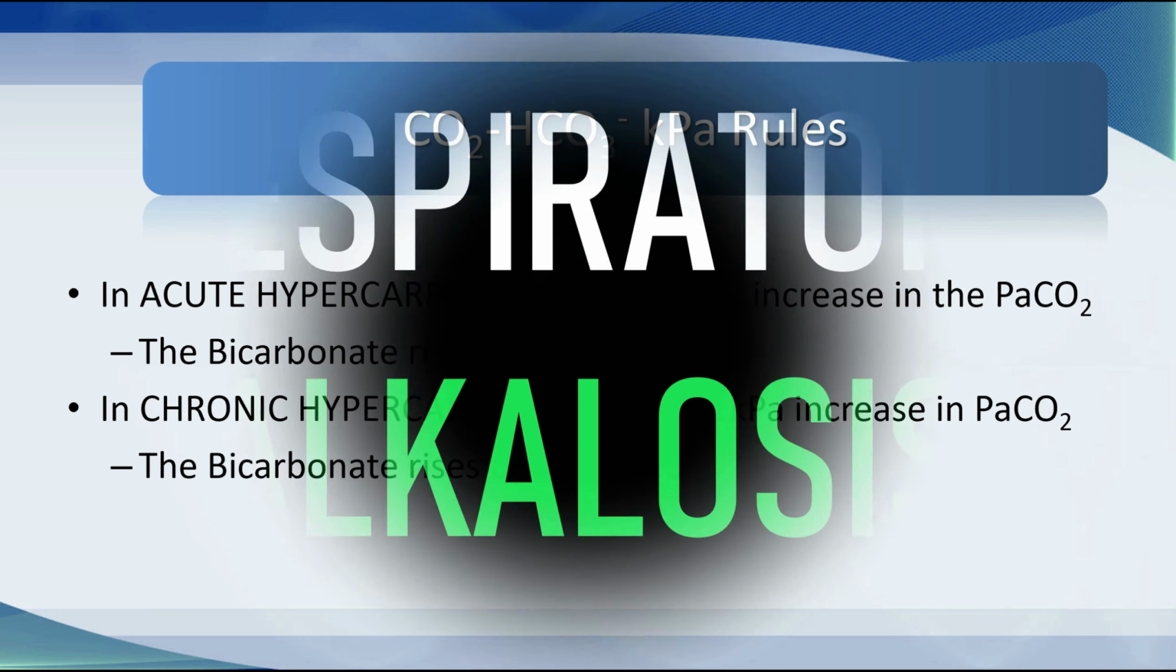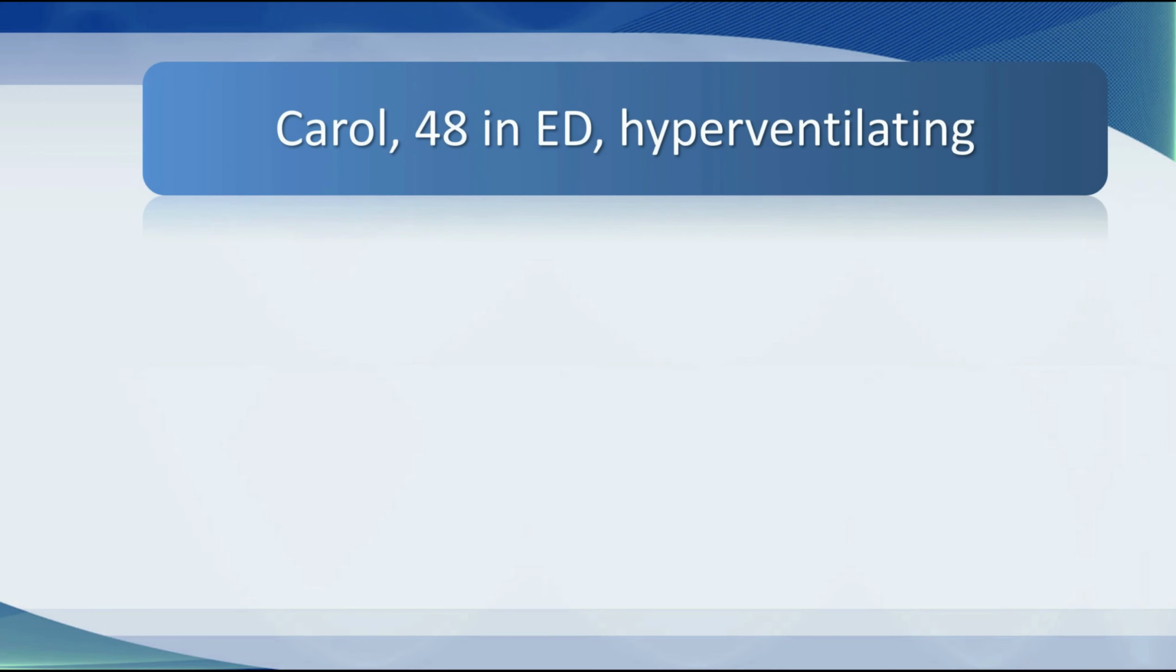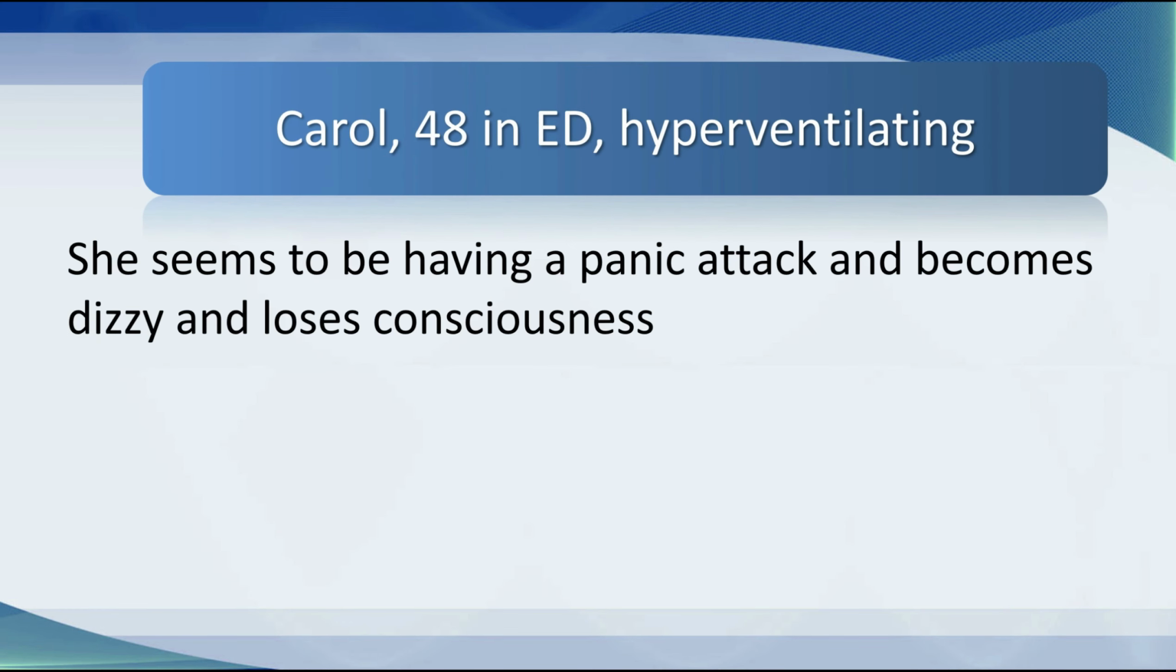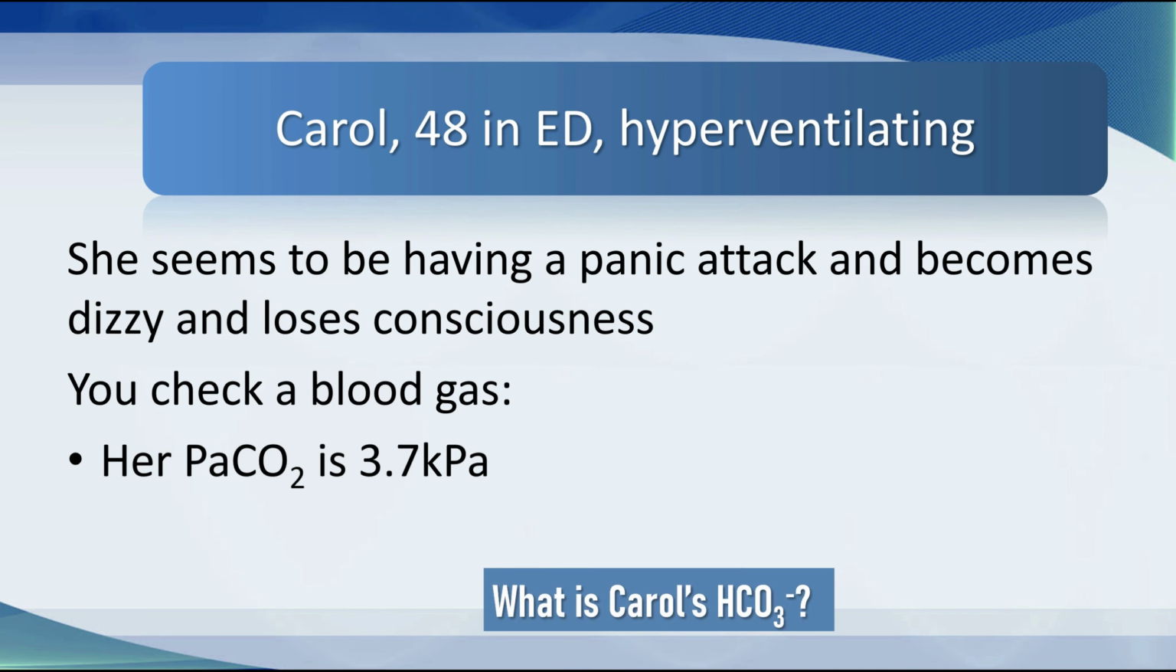Now let's move on and look at respiratory alkalosis. You're in the emergency room and you're called to see Carol, who's 48, and she's hyperventilating. Now she seems to be having a panic attack and becomes dizzy and loses consciousness, and you check a blood gas. And on the blood gas, her PaCO2 is 3.7 kilopascals. This can be one of two things. This can be acute respiratory alkalosis associated with a panic attack, or maybe Carol is really sick and she has acute metabolic acidosis, in which case the bicarbonate will be very different. So if you think it's acute respiratory alkalosis, what is Carol's likely bicarbonate?